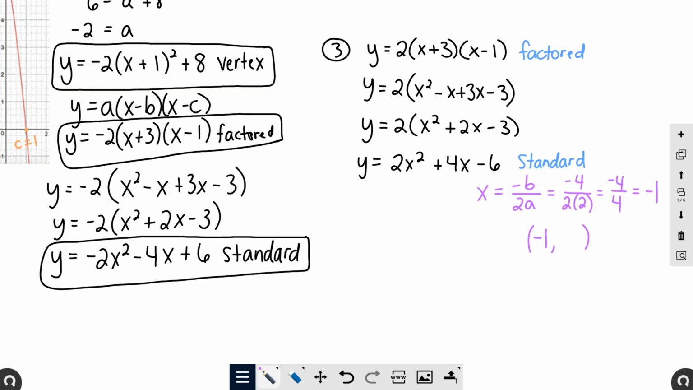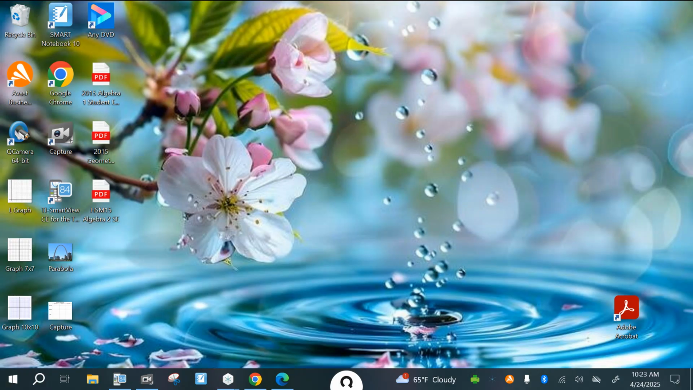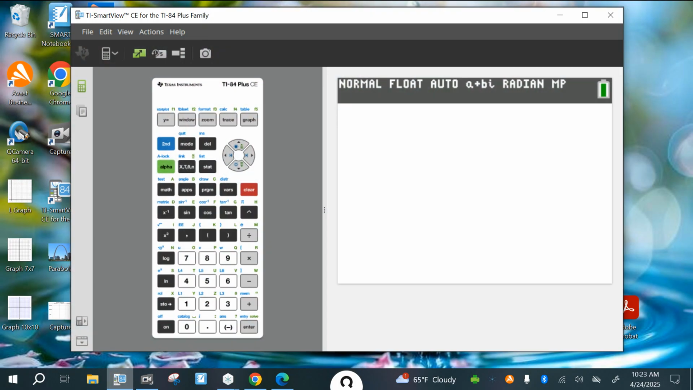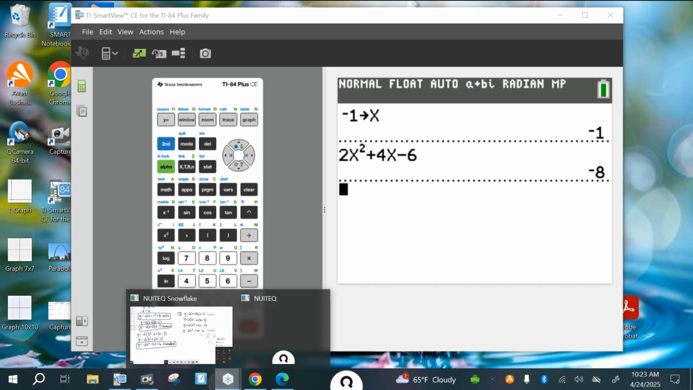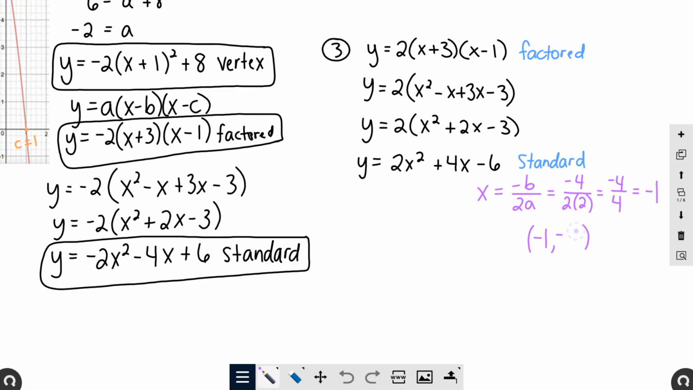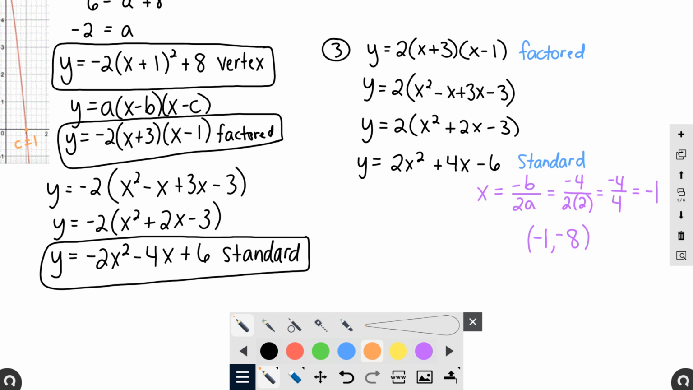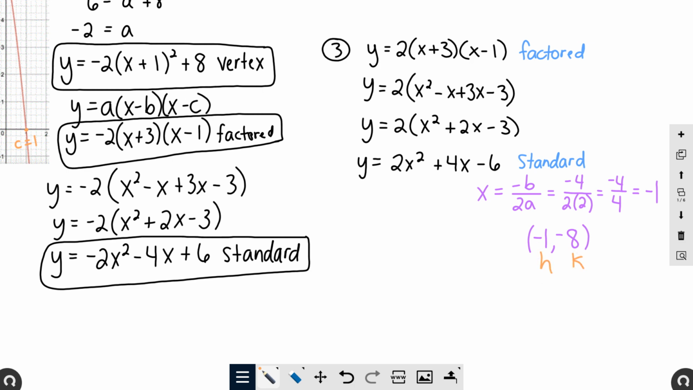Now you need the y part. So we're going to use our calculator and plug it in. So we've got -1 store as x, and then we type in our equation exactly how it looks. So if x is -1, our y value is -8. Now, these numbers are the h and k. They're part of the vertex.